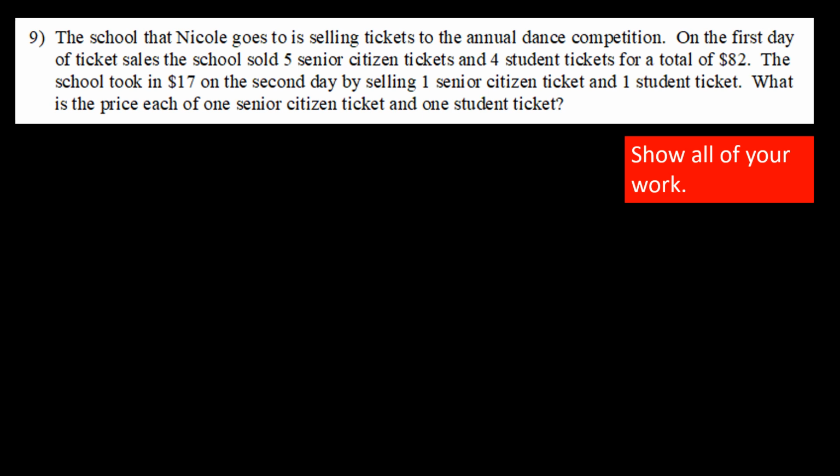Okay, so there's some important stuff that we need to identify here. On the first day, they said 5 senior citizen and 4 student tickets for $82. So that's going to be important, right? So let's go ahead and write that down. Well, first let's just say x equals senior citizen, and our y will equal student. So we identified our variables, right?